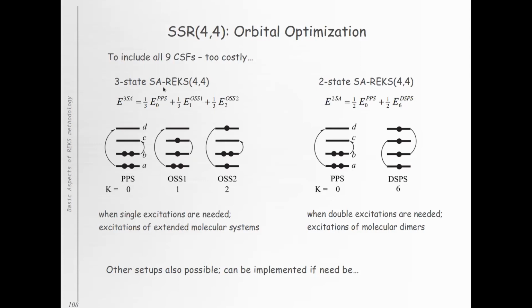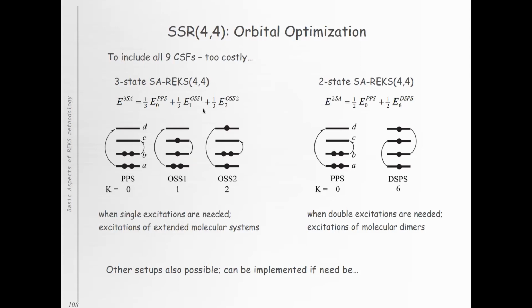Of course, I've shown previously 9 configuration state functions. It would not be very reasonable to include them all into the state averaging, because some of these configurations are very high in energy and it will deteriorate the description. Therefore, I tried only a few ways to include states into state averaging.